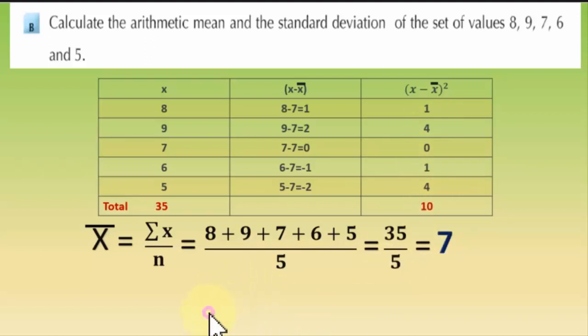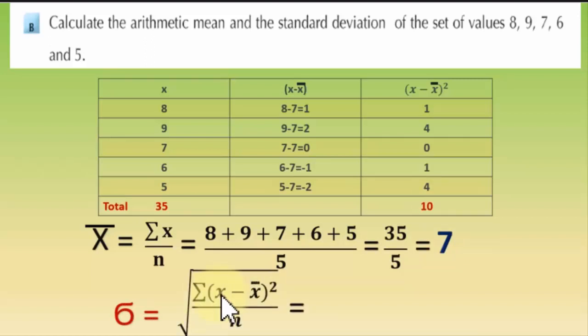After that, sigma equals the square root of the summation of x minus x bar all squared over n. We found the numerator here is 10 and the denominator is 5. So sigma equals the square root of 10 over 5, which is the square root of 2.